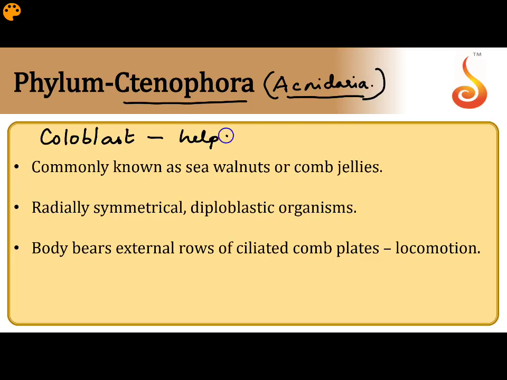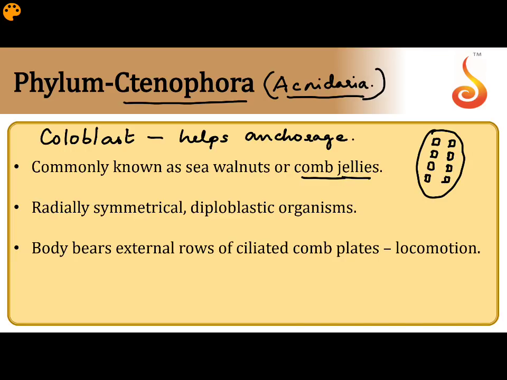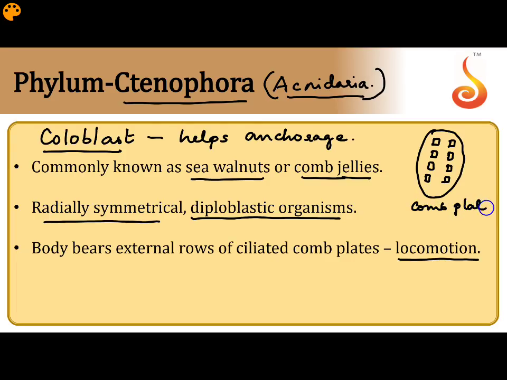Colloblast helps in anchorage, but not for stinging. These have comb-shaped structures appearing in pairs of 4s. These are tentacles which appear like combs. Hence we call them comb jellies or sea walnut. These also, like Coelenterata, have radial symmetry. They are also diploblastic organisms and they have comb plates for their locomotion. So as I told, there are 3 points which differentiate. As of now, we have learned 2 points. One is presence of colloblast and absence of cnidoblast, and the other is formation of comb plates for locomotion.